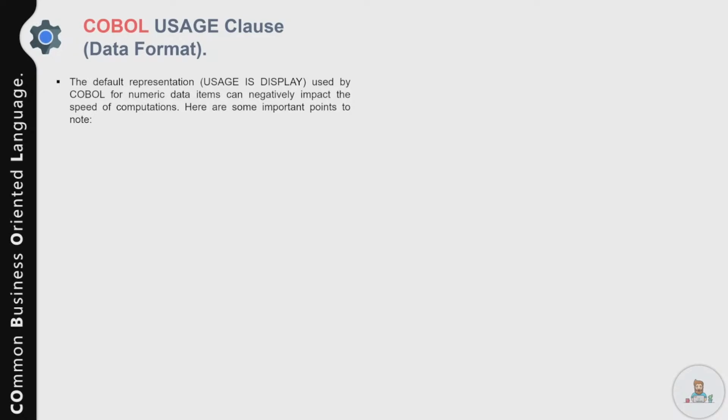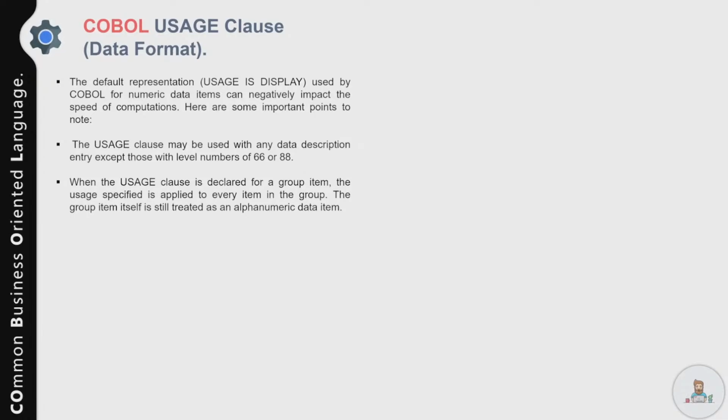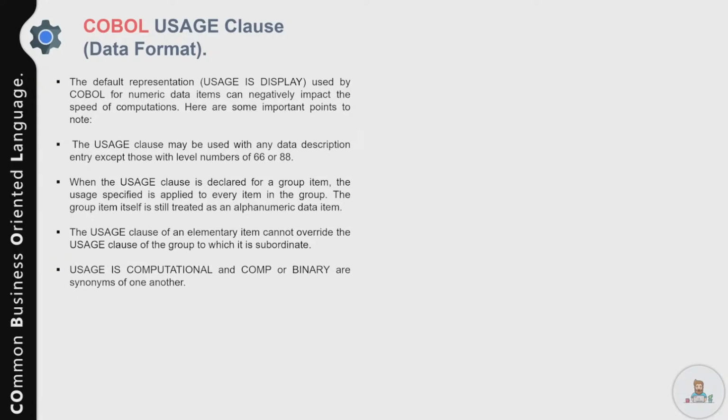speed of computation. Apart from that, there are a couple of additional points that you should always remember when you're using the usage clause in your COBOL program. The first one is that the usage clause may be used with any data description entry except those that are defined at level 66 or 88. When the usage clause is declared for a group item, the usage specified is applied to every item in the group. The group itself is still treated as an alphanumeric data item.